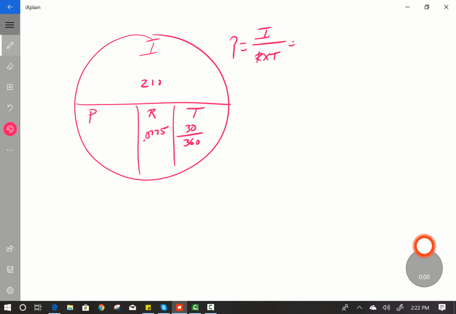Therefore, 210 divided by 0.0775 times 30 divided by 360. Now let's calculate the next part, which is 0.0775 times 30 divided by 360 equals... not that answer. Okay, try that again.